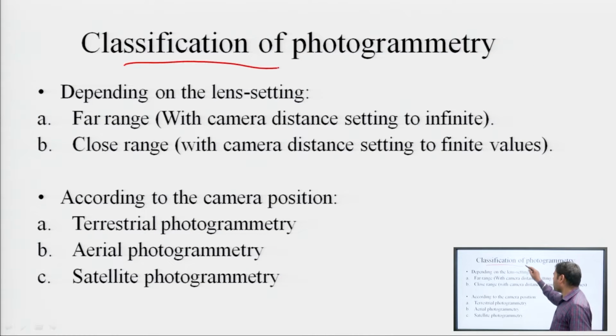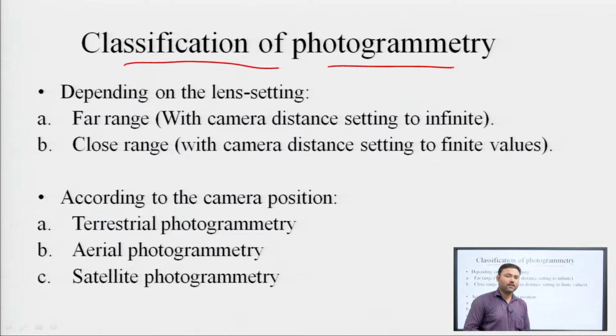Now, talking about classification of photogrammetry, photogrammetric classification can be basically of two different types depending upon the lens setting and according to the position of camera. Talking about lens setting, photogrammetry can be classified as far range and close range. Far range means that a camera distance is set to infinite or a large distance, but in a close range the distance of camera is set to some finite value.